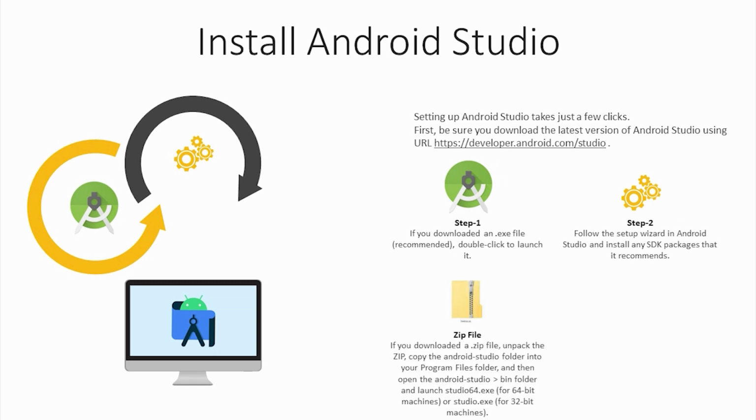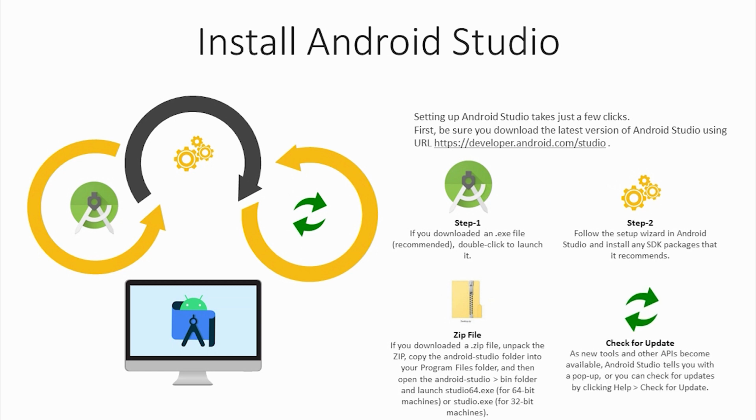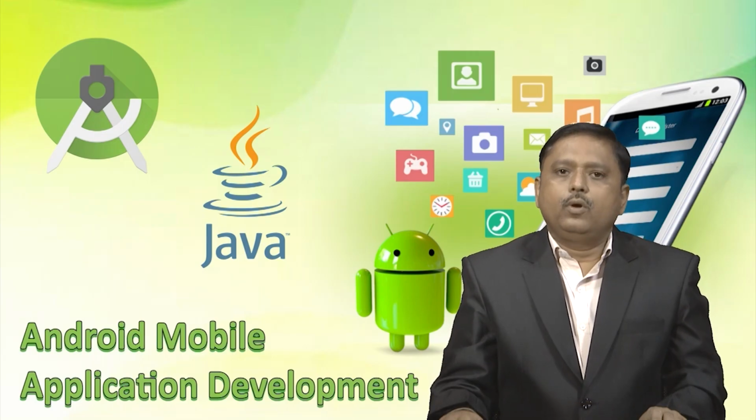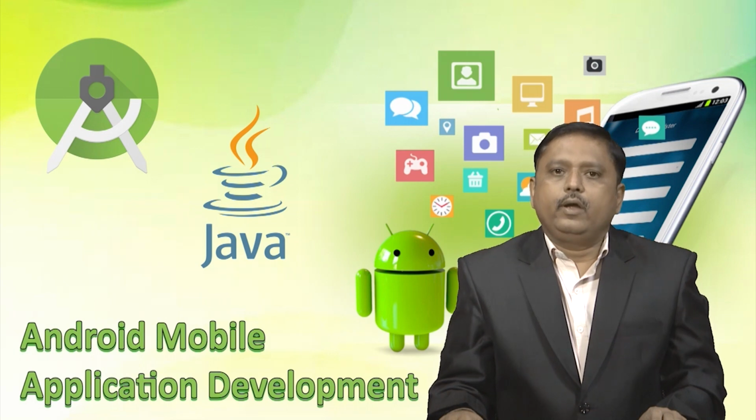If you have downloaded a zip file, unpack the zip, copy the Android Studio folder into your program files folder, and then open the Android Studio bin folder and launch studio64.exe for 64-bit machines or studio.exe for 32-bit machines. It may check for updates. As new tools and other APIs become available, Android Studio tells you with a pop-up, or you can check for updates by clicking the Help menu and then clicking on the Check for Update option. Now, you know how to install Android Studio.